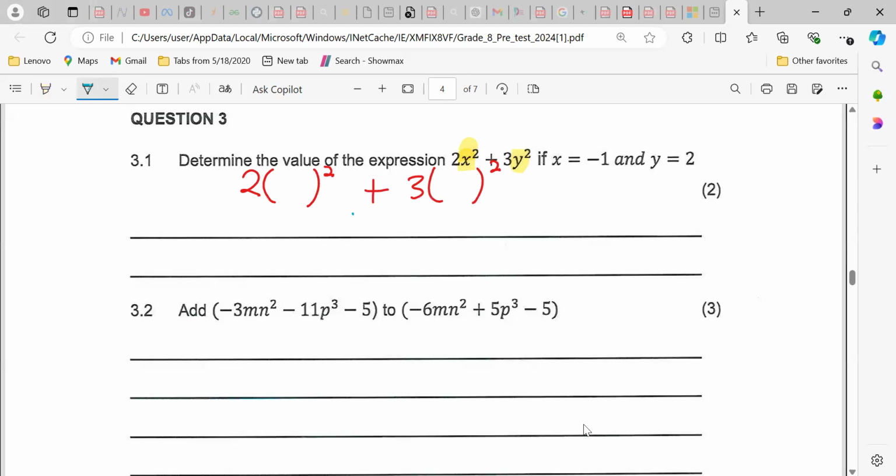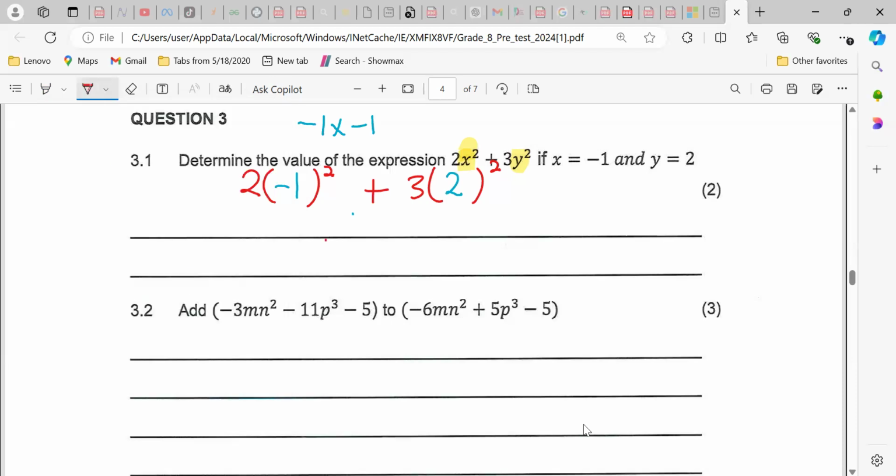So what are we going to put for x? Instead of x, what are we going to put? -1. And then instead of y, what are we going to put? 2. First you're going to remove the bracket, before you multiply. So you have -1 all squared. -1 all squared means you have -1 multiplied by -1. What is negative multiplied by negative? Positive.